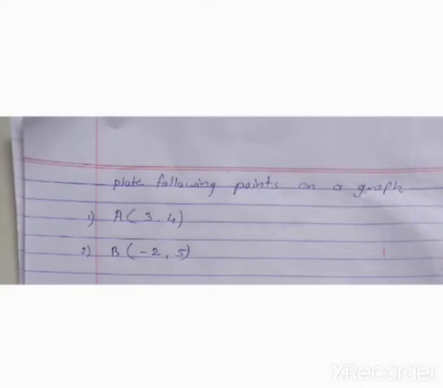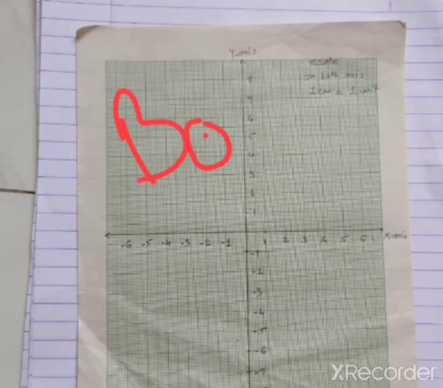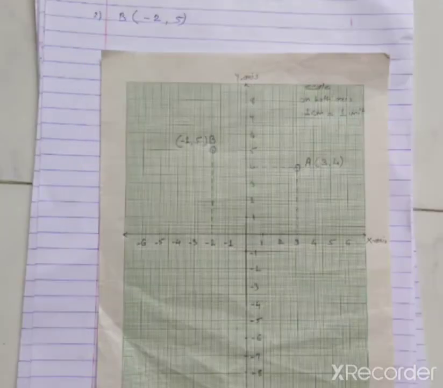Now next question is plot point B having coordinates x is equal to minus 2 and y is equal to plus 5. So on this graph paper, the value of x is equal to minus 2 here and y is equal to plus 5 here. So again draw these two dotted lines. Both dotted lines will intersect at this point. So this is our point B. So it will look like this. So this is our answer.